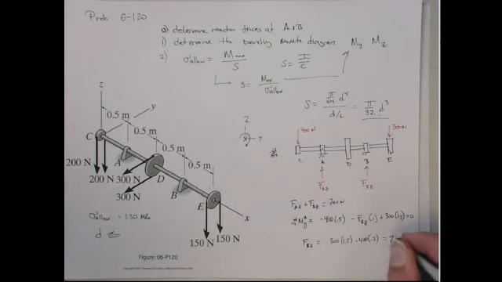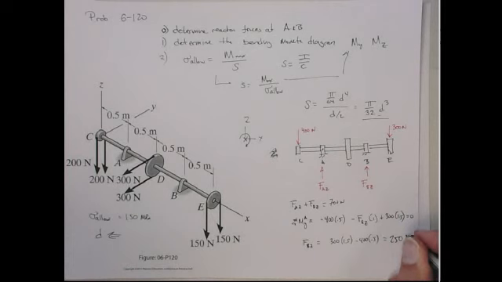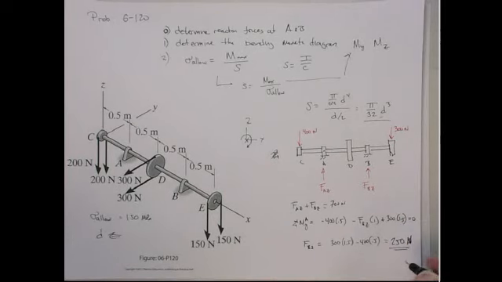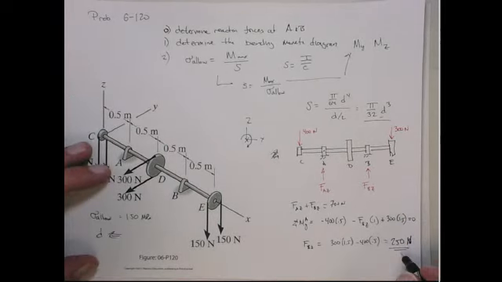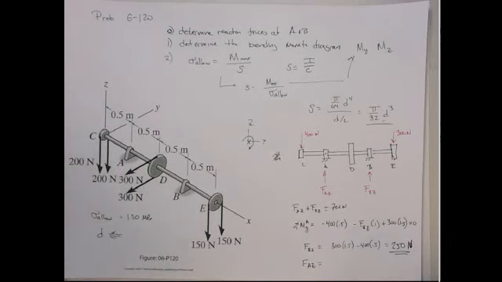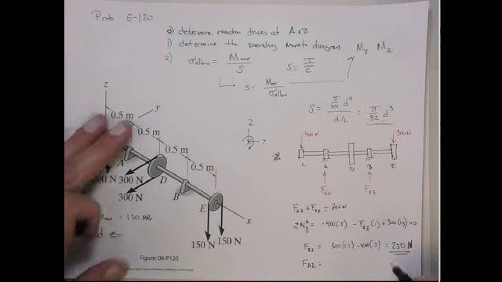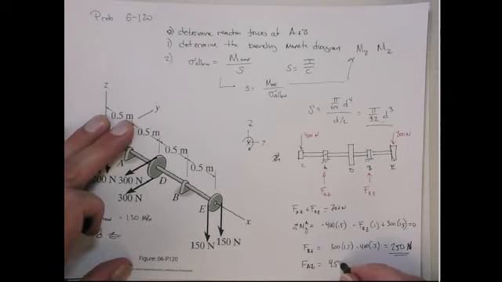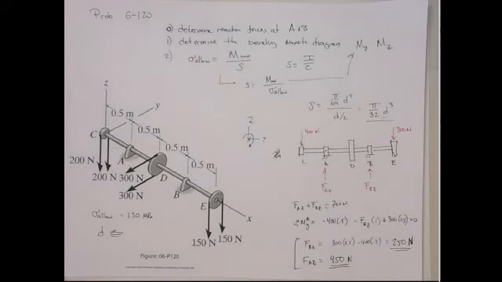That's 250 newtons. I'm sorry, newtons. Okay? And then we can use that into here, and that tells me that FAZ is going to be the 700 minus 250. Okay? We'll do the same thing in the Y plane, the YX plane. Get the forces in the Y direction.